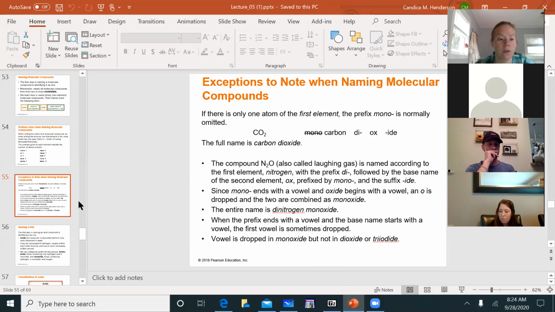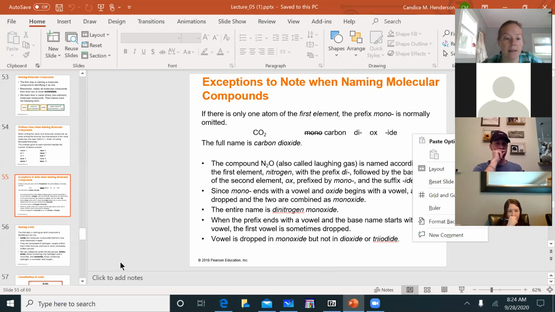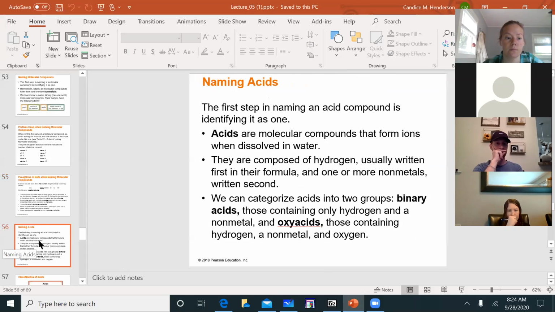Let's go back here. So the last thing that I want to talk about is naming acids. So when we have an acid, the first step is to identify that it is in fact an acid. Acids are molecular compounds that will dissolve in water. They're composed of hydrogen that usually is written first in the formula. For the sake of your class, if you see an H first, you can assume it's an acid. And then we're going to have one or more nonmetals written after that.